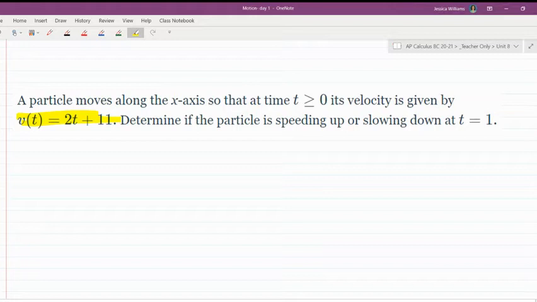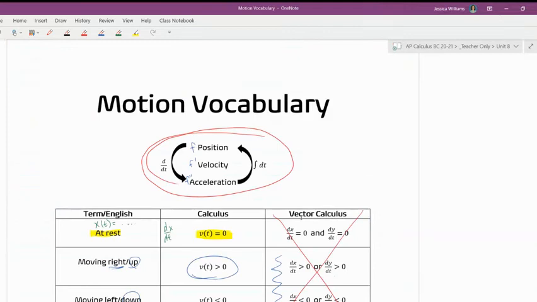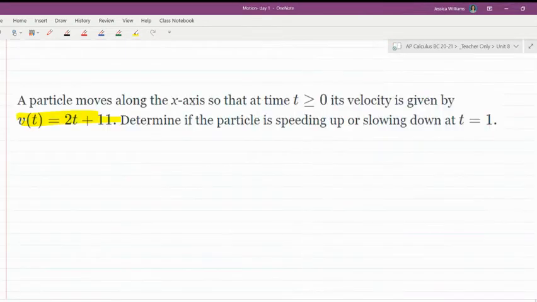Let's talk about this moving along the x-axis business. That just means that we're only moving in 1 dimension, which means, again, that we're not in this vector calculus place, because vector calculus is when you're moving in 2 dimensions. You're moving left, right, and up, down at the same time. So that's a different day. So don't be upset when you see those words, because every single one of your questions will say that.